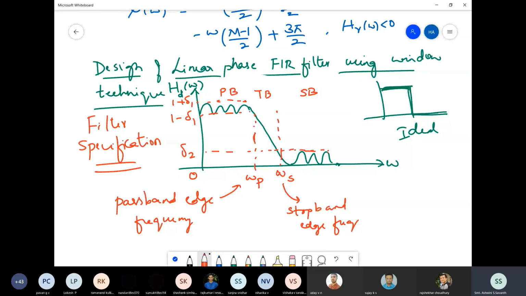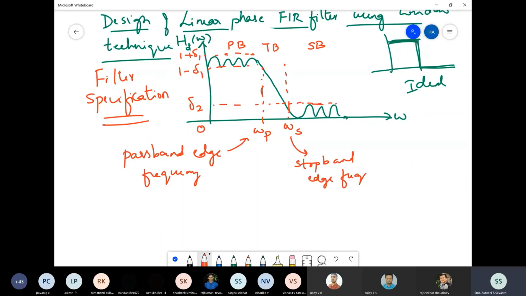Okay, so what is HD of omega then? That is given to you, right? So what is the design procedure of this window technique? Like I told you briefly, HD of omega is going to be given to you. You will find the impulse response HD of n. How? Using the inverse DTFT formula, because HD of omega is nothing but the DTFT of the signal. So when HD of omega is given to you, using the inverse DTFT formula, you can find HD of n. As you can see, no concepts from signals can be forgotten here.